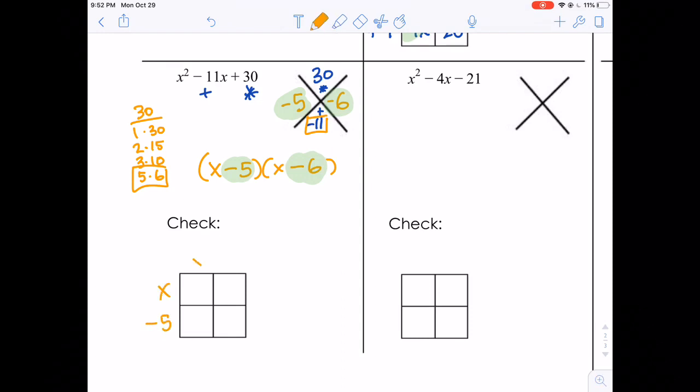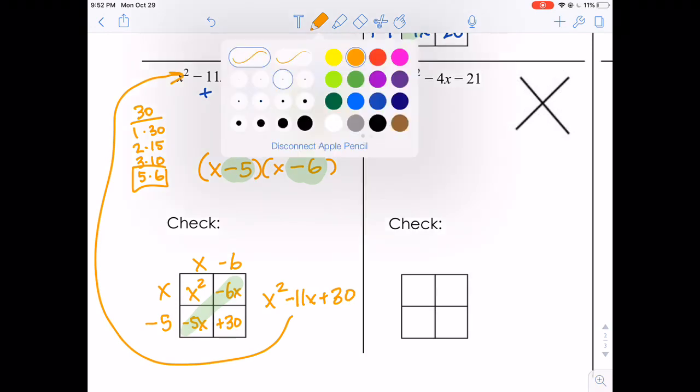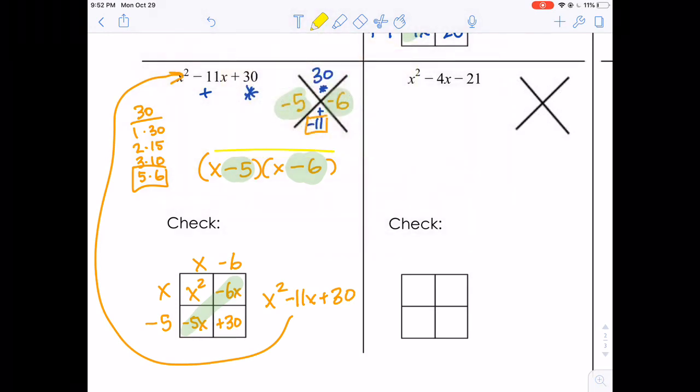x minus 5, x minus 6: x squared, negative 6x, negative 5x, and positive 30. As always, combine like terms. So I get x squared minus 11x plus 30. Check and see. Yes, that's what I started with. And so I know that this is the correct answer. Okay, that's what we call factored form. Don't forget, it's going to be super helpful to us when we're making equations.